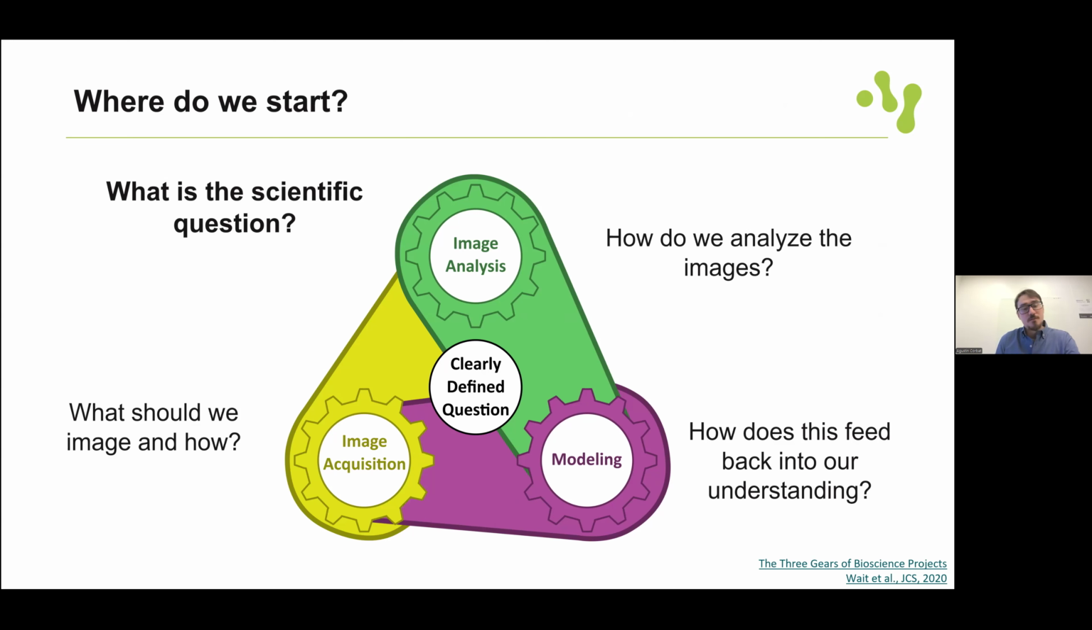Yes, and just as an example, the clearly defined question could be a biological question, but there are many bioscience projects that start with questions in any of these gears. So some people even say, okay, I have a particular mathematical model to which system I can apply it to. That means I should be acquiring images of this type, and then the image analysis should yield this type of result. And this keeps feeding back into each other gear and keeps generating different projects and more questions.